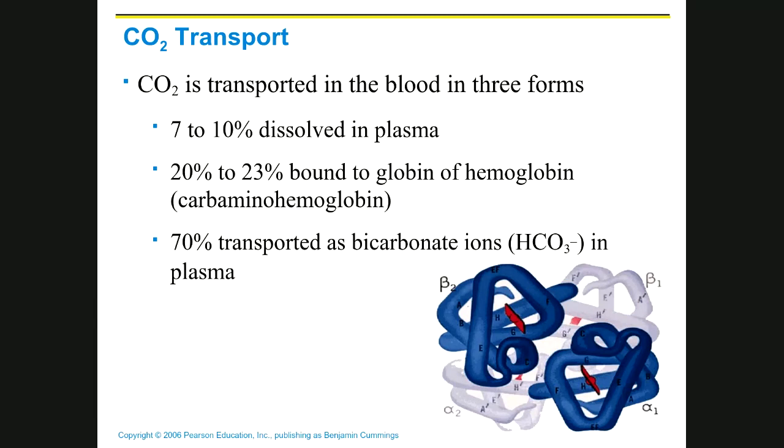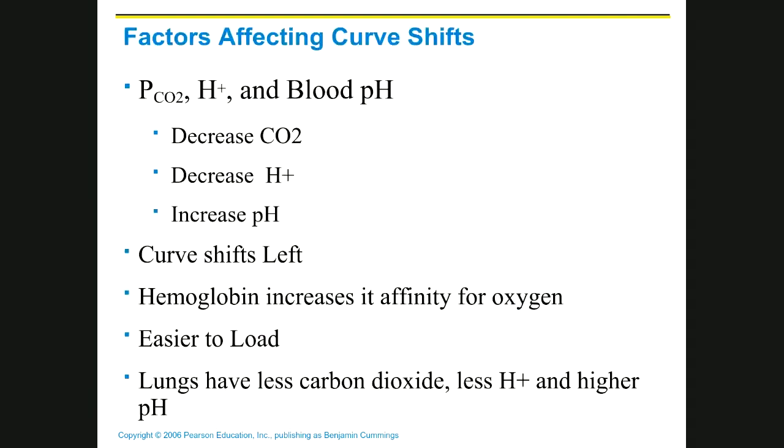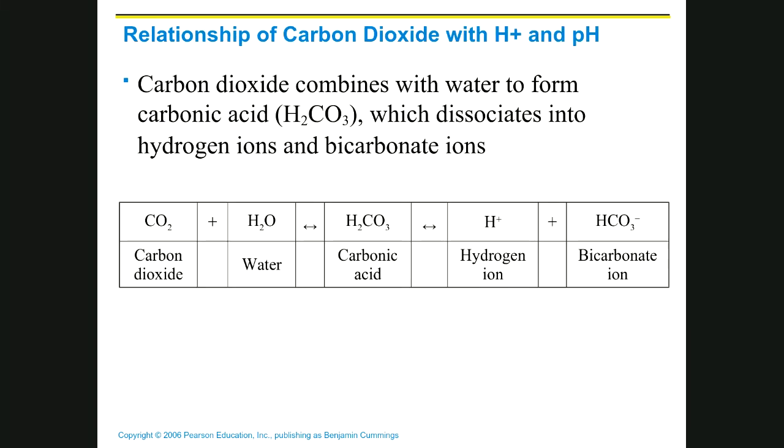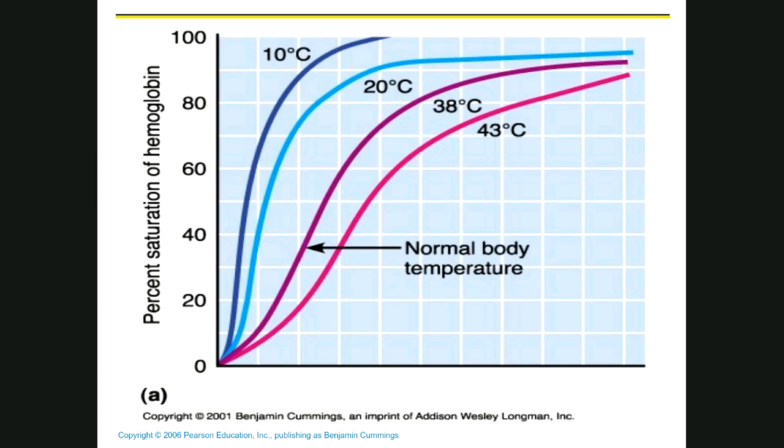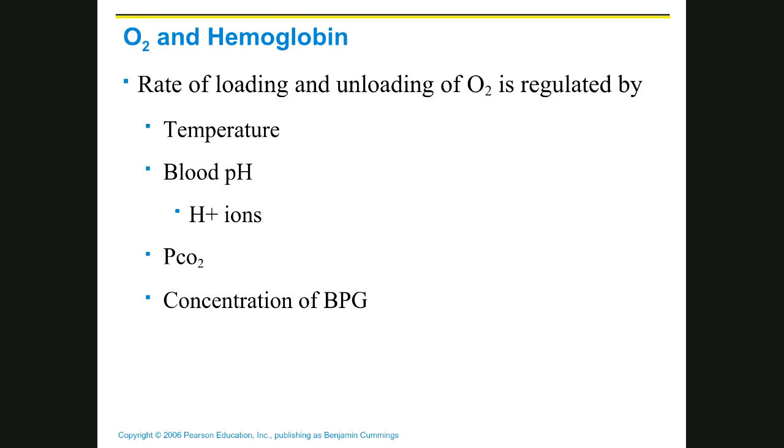So that's curve shifting. So if we go back to our first slide, these are the things that cause the curve to shift. I didn't go back far enough. So these are the things that cause the curve to shift. Temperature, pH, which is connected to hydrogen ions, which is connected to carbon dioxide. Remember, they're all interconnected. And then the other one is BPG. Any questions about any of those?